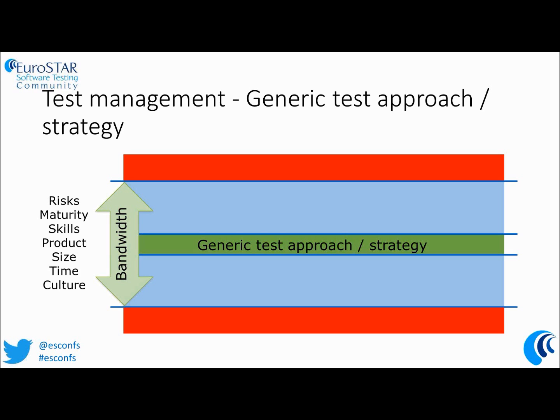Maturity of a team is very important. Maturity of testing is very important. If you are very mature, you will get more bandwidth because you will implicitly make the right choices. And each of these items have influence in how much bandwidth you will gain as a team, as a tester, within the testing process.